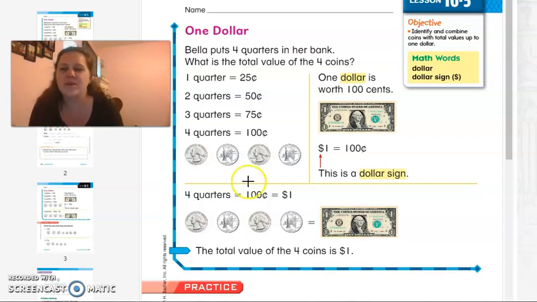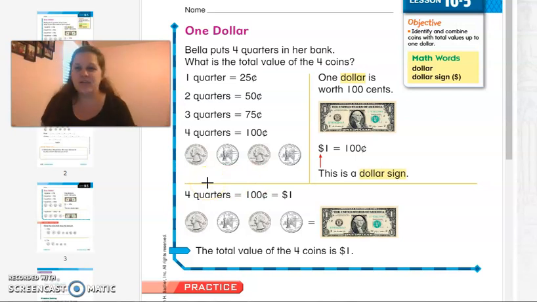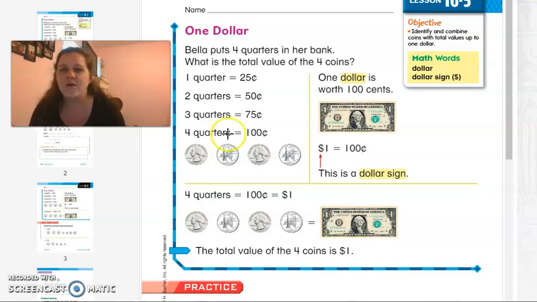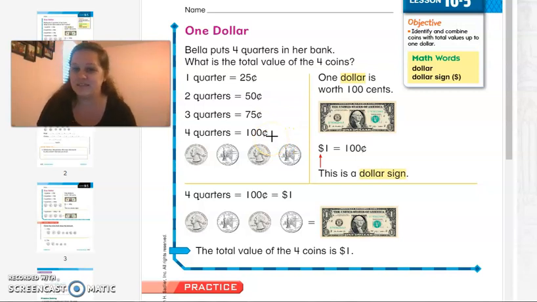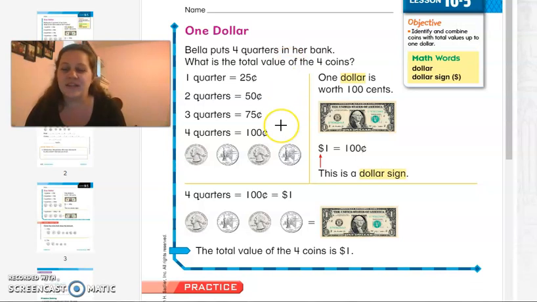What's the total value? I love this right here, because adding quarters together can be a little tricky. We're talking about bigger numbers that are a little bit harder to add up. So it would be a wonderful thing to work on memorizing and learning if you were able to quickly tell me that 1 quarter is 25 cents, 2 quarters is 50 cents, 3 quarters is 75, and 4 quarters is $1 or 100 cents. This would be a great thing for you to practice and really memorize so you're able to quickly add up quarters.